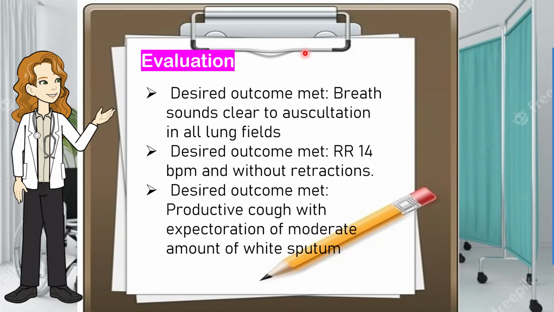You have to remember that when you do the chest physiotherapy, the main purpose is actually to help your client breathe normally or easily or freely, and, of course, to improve oxygenation of the client's body. So, another evaluation here, desired outcome met. So, met lahat ng ating plano. Productive cough with expectoration of moderate amount of white sputum. So, ibig sabihin, kung kanina hindi siya makaka-cough, hindi niya maiubo, ngayon, ilalabas niya na. Kaya may productive cough tayo.